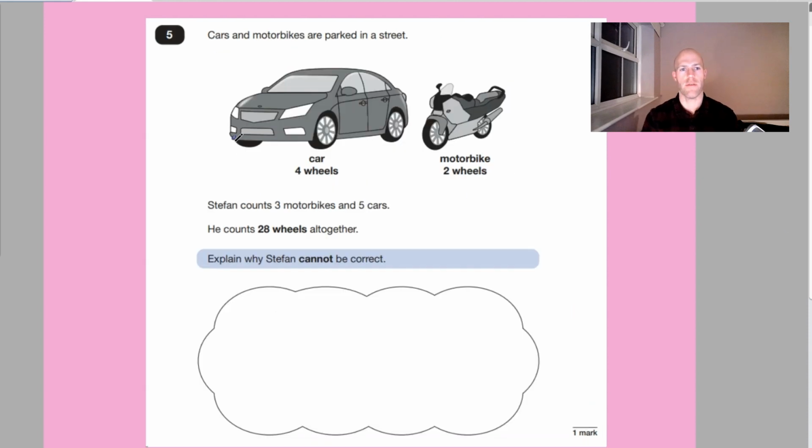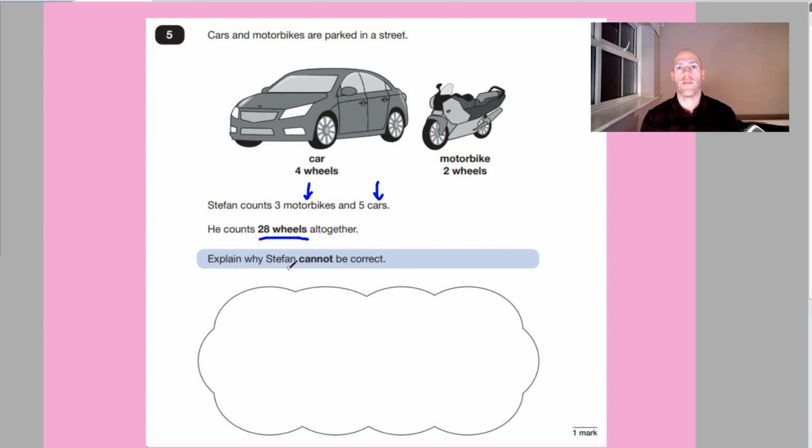Next question, question 5. Cars and motorbikes are parked in a street. A car has 4 wheels, a motorbike has 2 wheels. Stefan counts 3 motorbikes and 5 cars. He counts 28 wheels altogether. Explain why Stefan cannot be correct.